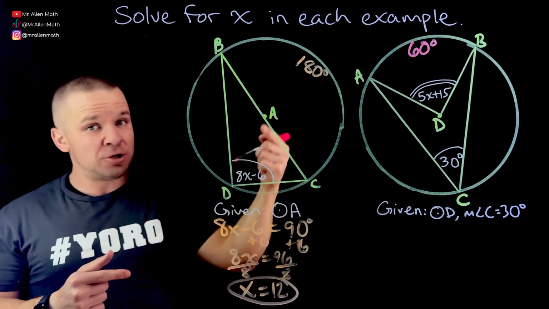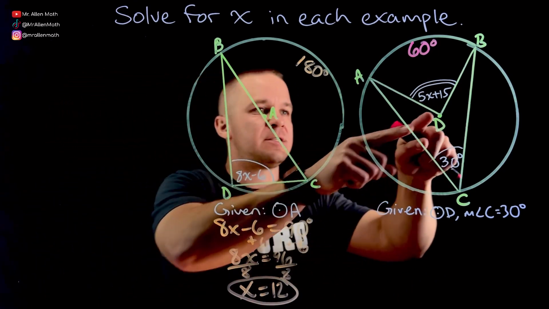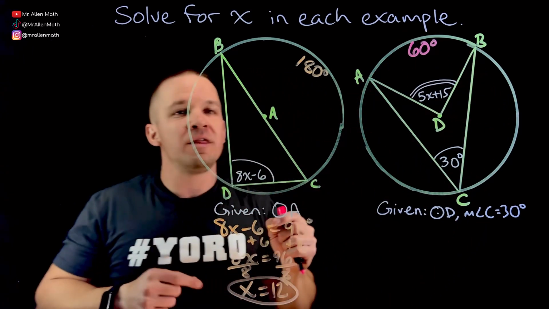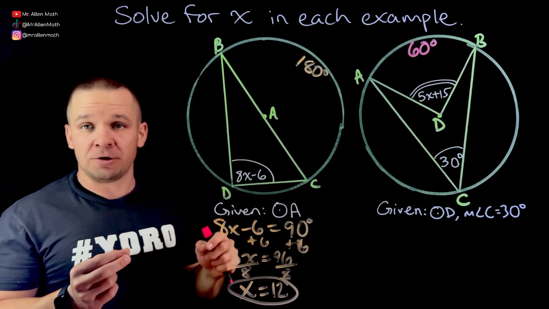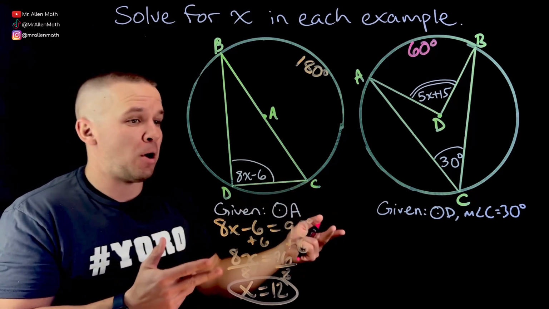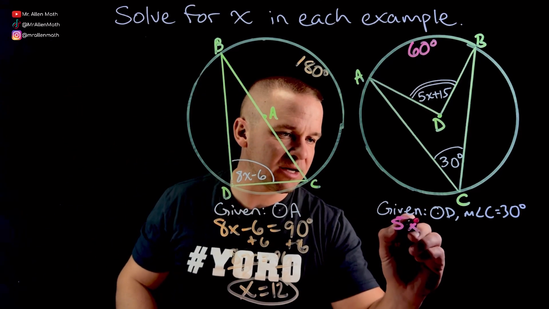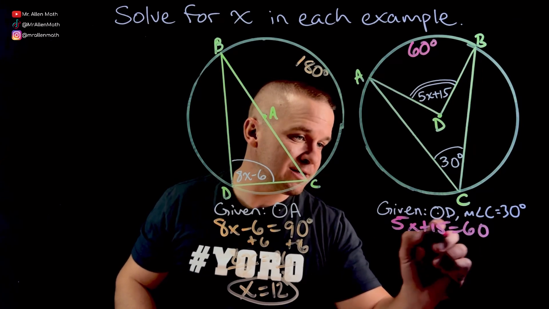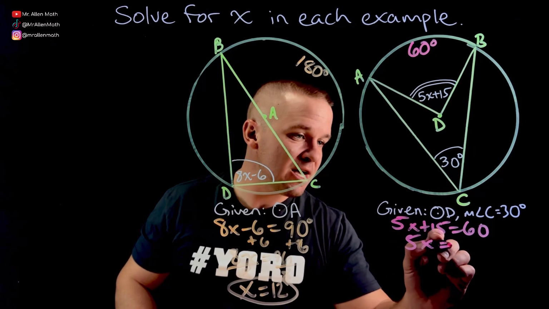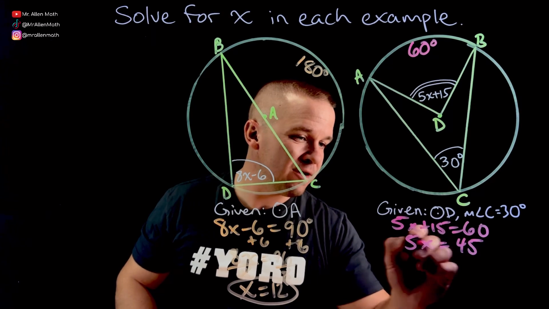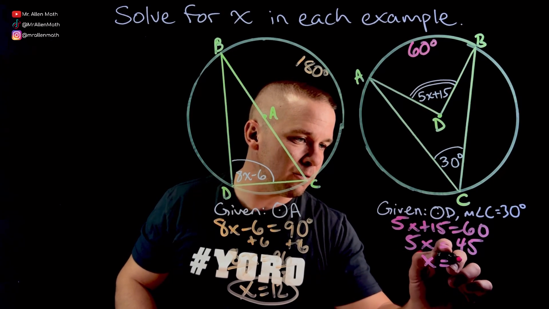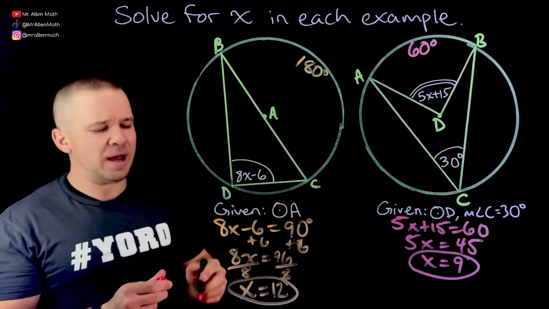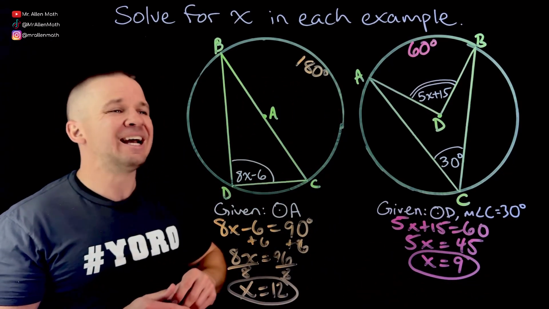What do I know about central angles and their intercepted arc? Because D intercepts arc AB as well. Well, the central angle is equal to the intercepted arc. Perfect. I can set something up with that. 5x plus 15 is equal to 60. I'm going to subtract 15, so I get 5x equals 45. Then I'll divide by 5. I get x equals 9. Nice. There we go, man. 2 problems in the bank, baby.